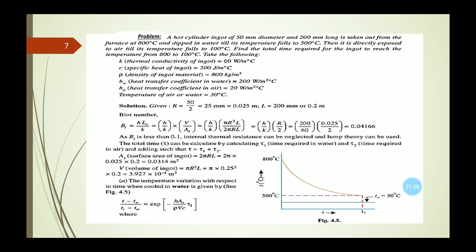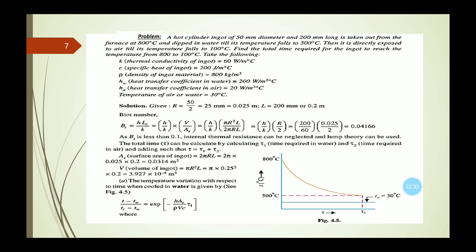So again in this numerical we are getting that the value of the Biot number is less than 0.1. So that means the lumped parameter analysis, or lumped capacity analysis, approach can be implemented in this numerical successfully. And the total time for this numerical can be calculated by calculating the time tau 1, that is the time required in water, and tau 2, that is the time required in air. After that we need to add these two, that is total tau equals tau 1 plus tau 2.